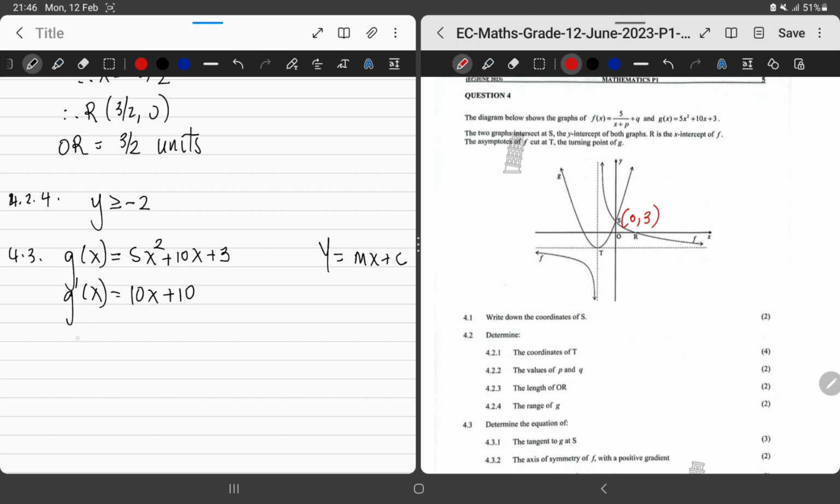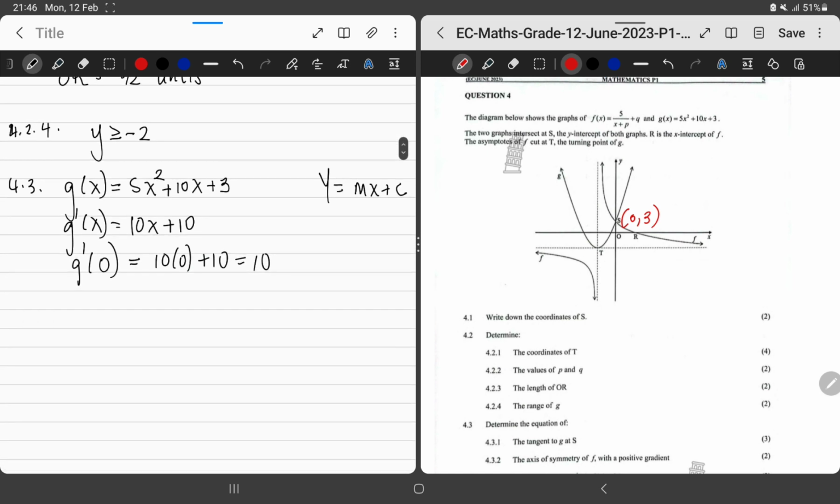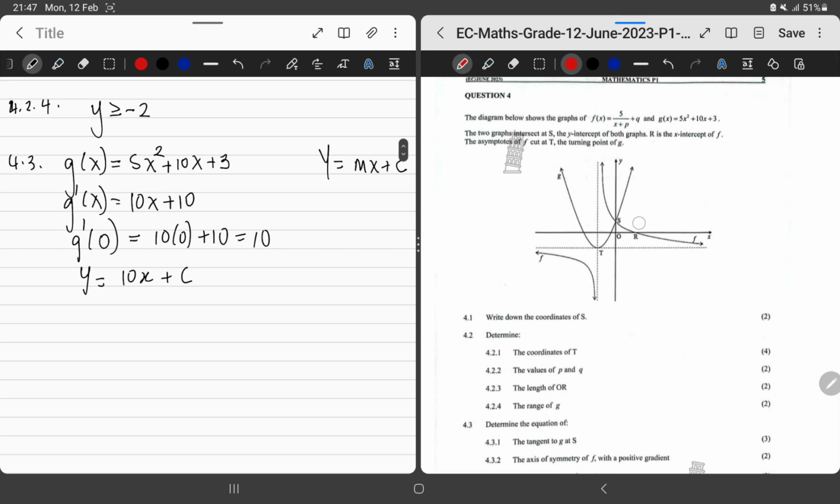And then we want to know what the gradient is when x is equal to 0. So I'm getting 10. That means that the gradient is 10, so y = 10x plus c. So this means that the graph will cut there. So this is (0; 3). So this equation should be y = 10x plus 3.